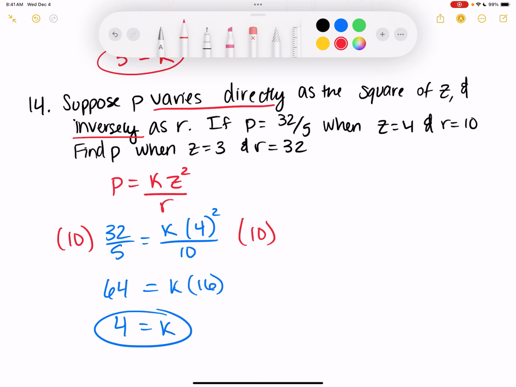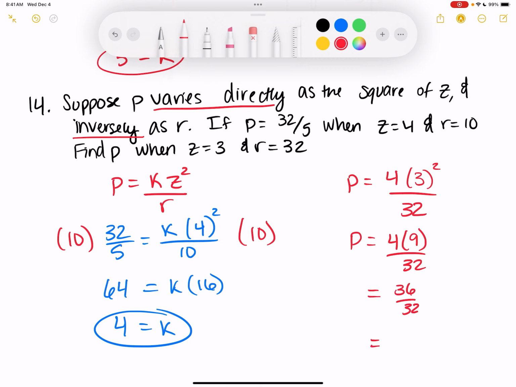Now I'm going to use that to set up the other ones. So P equals 4 times 3 squared over 32. So P equals 4 times 9 over 36. Nope, over 32. So 36 over 32 reduces to, what's that, 9 over 8. So a little more involved, a few more steps, obviously, mathematically, when there are multiple things happening at the same time. But not too bad. Any questions on this?